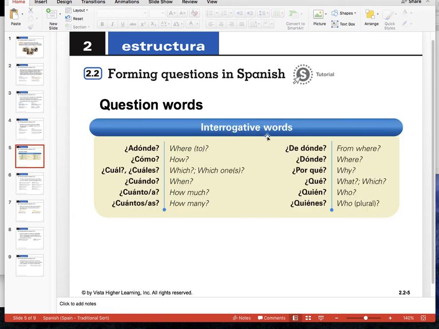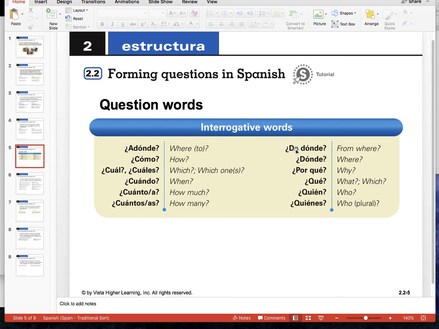Here are a bunch of interrogative words, which are question words, right, that are important for this chapter. So let's go through these quickly, and you have the English next to them. So, repita, por favor. ¿A dónde? ¿Cómo? ¿Cuál? ¿Cuáles? ¿Cuándo? ¿Cuánto? ¿Cuánta? ¿Cuántos?